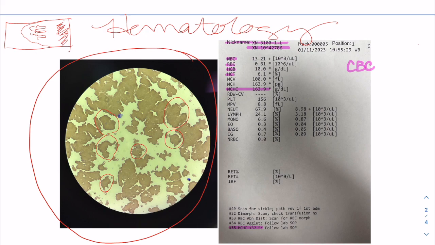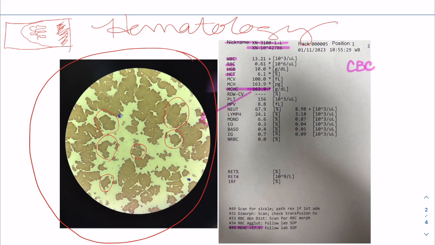So greater than 37.5, and we can see we're getting 163.9. This is definitely way out of range, very increased, and again, it fits this picture right here. That's very indicative again of a cold agglutinin.